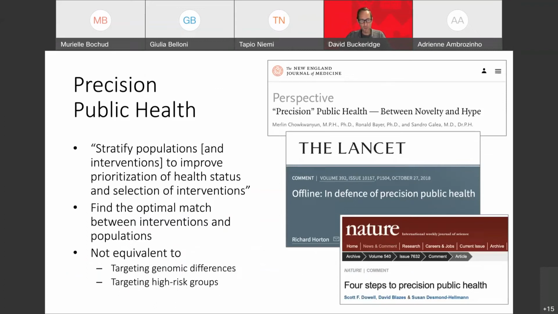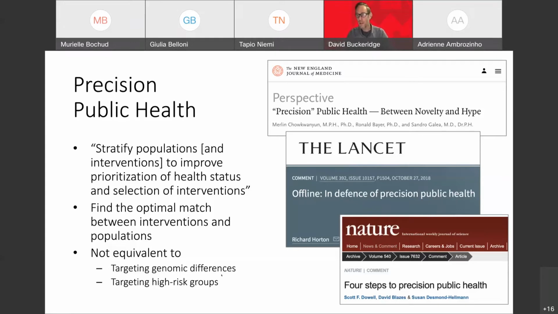precision public health, which has come to mean different things to folks. I like best this definition in the top left here. So it's really about stratifying populations, and I've added the interventions piece, to improve prioritization of health status and selection of interventions. So I think of precision public health as trying to find the optimal match between interventions, or at least the evidence we have about interventions, and populations. And so it's most specifically not equivalent to targeting genomic differences in the population, although some have thought about precision public health that way. But really the vast majority of the evidence we have for population health is not of the genomic nature.